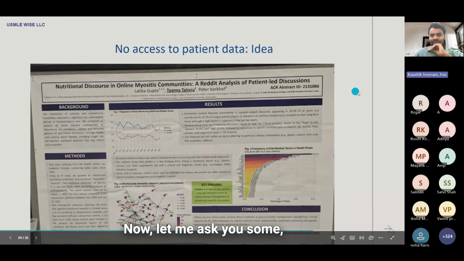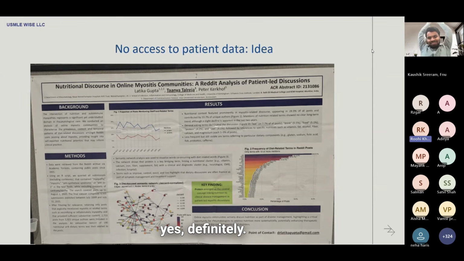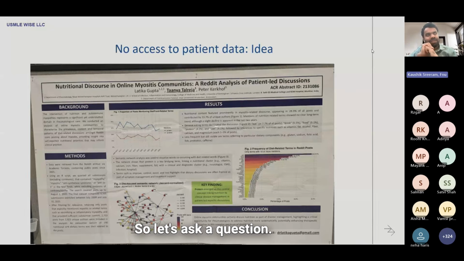Now, let me give you some abstract ideas, right? Does everyone here know about Reddit? Has anyone used Reddit? Yes, definitely. You have used Reddit, right? Yeah, of course. So let's ask a question. If patients had a bad experience with the physician, is it possible that they would have mentioned it on Reddit? Definitely.